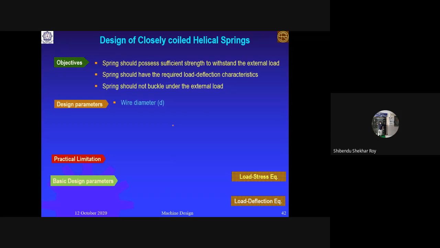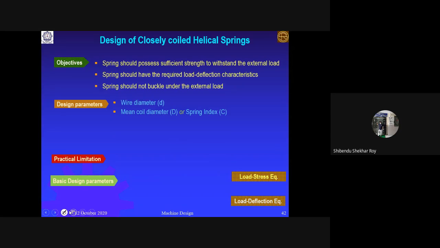So in design, the most important thing you have to find out is the wire diameter. You have to estimate the wire diameter and select it from the standard wire available in the market, because you can't do any turning operation to get any diameter. So the wire diameter you have to predict or estimate from the load stress equation, and then you have to recommend the standard wire diameter, mean coil diameter or spring index.